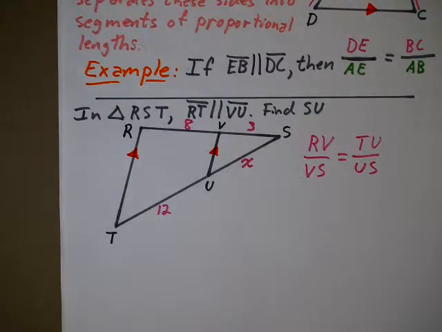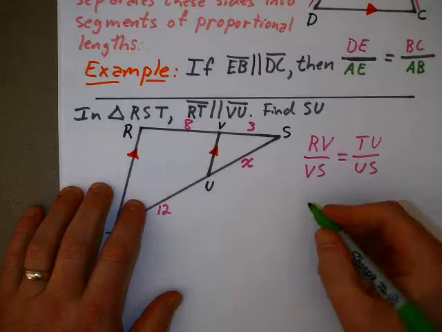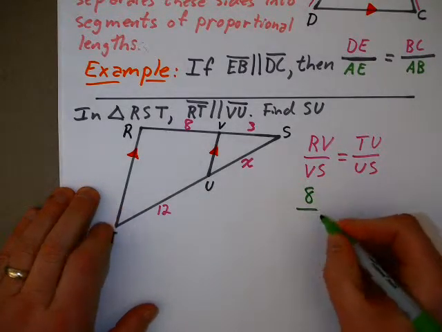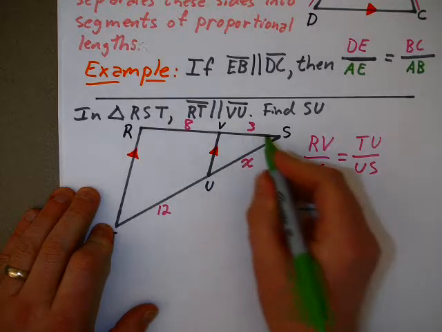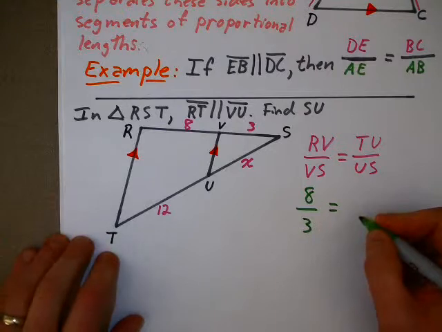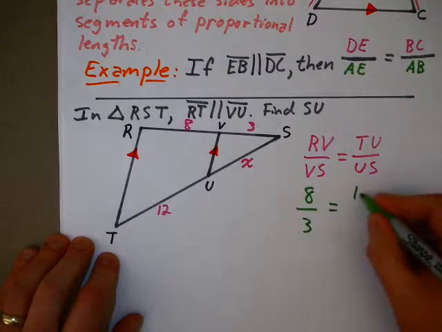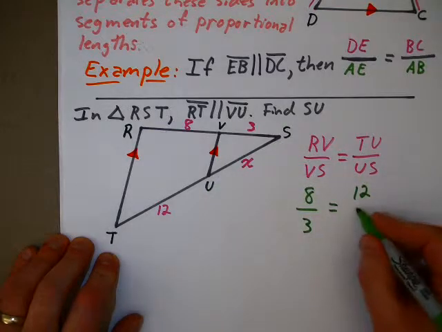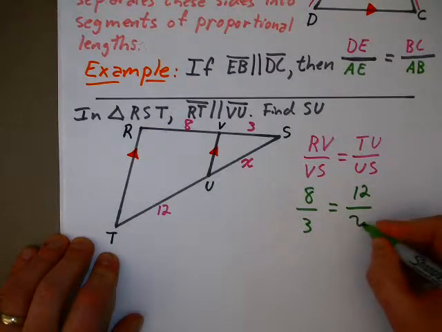So now we have to plug in our values into this. So let's take a look at RV. RV is 8. We're going to divide that by VS, which is 3, and we're going to set that equal to TU, which is 12. And since we're looking for SU, this segment, our variable is X.